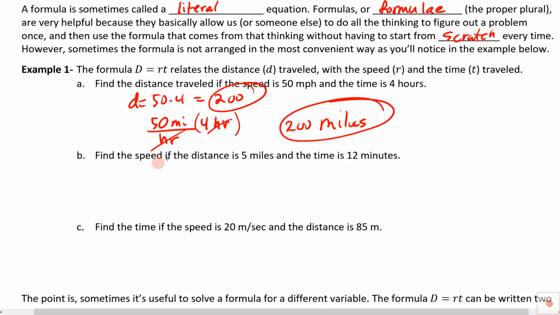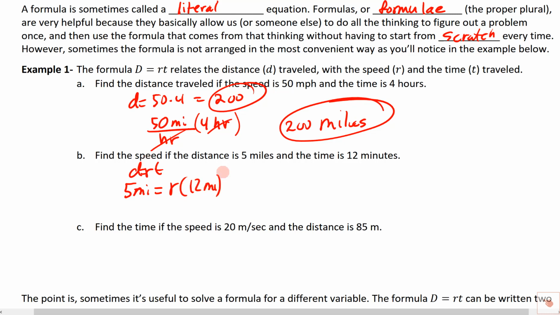Now it says find the speed, or in other words, find the rate, if the distance is 5 miles and the time is 12 minutes. All right, so we're going to do the same thing here. We're going to do d equals rt, and on this one we're going to say the distance is 5 miles, the rate, we don't know what it is because that's the speed, and then this represents 12 minutes.